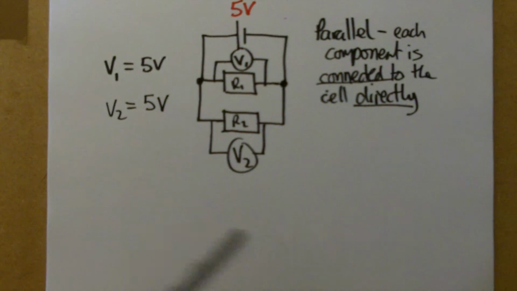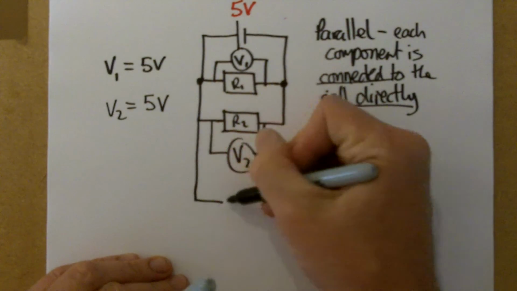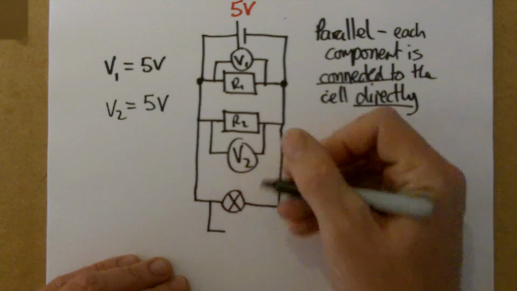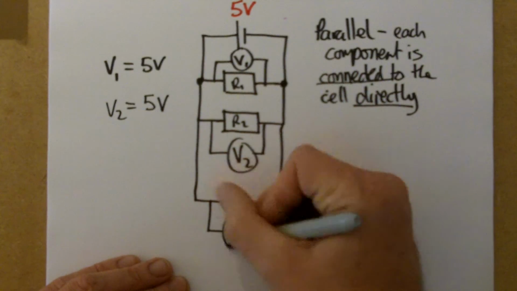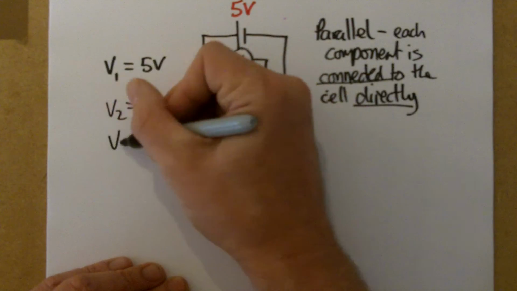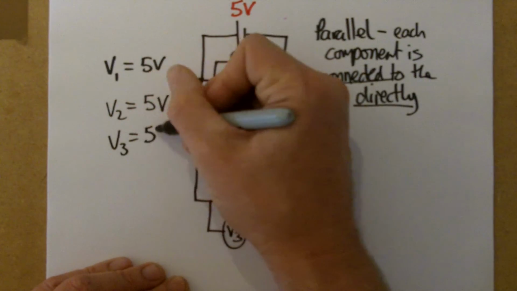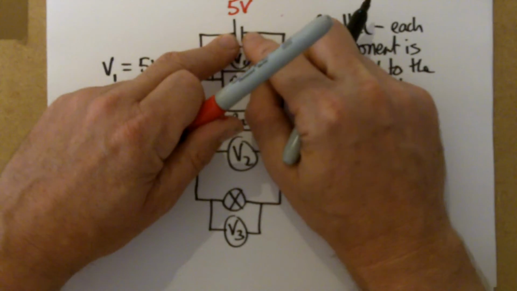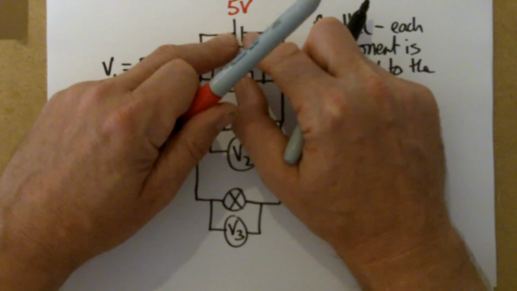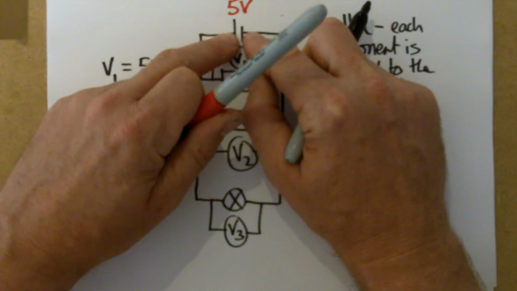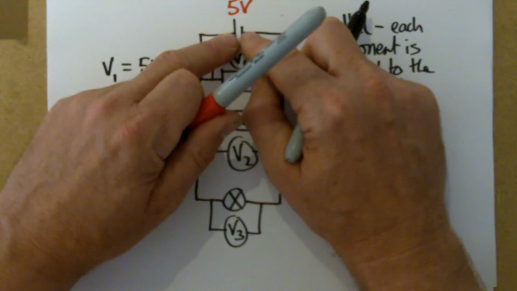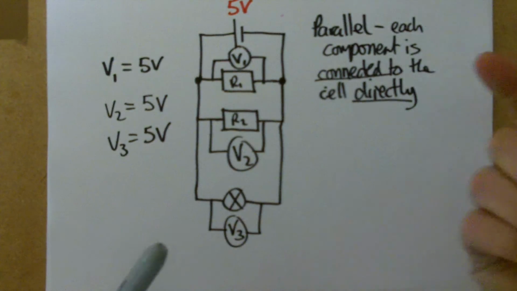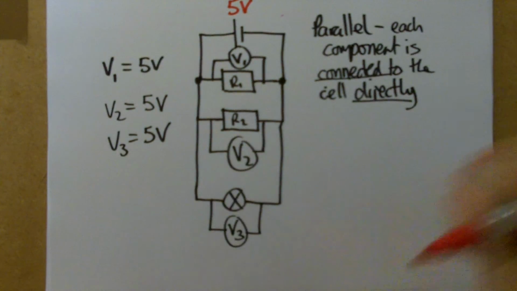And it doesn't matter how many things I keep adding. I could add a bulb down here, for example, and that would also have a PD of 5 volts because it too is connected directly to the ends of the power supply, and therefore it receives, if you like, the full push on the electrons. Okay, so if we think of it like that, that will help our thinking.